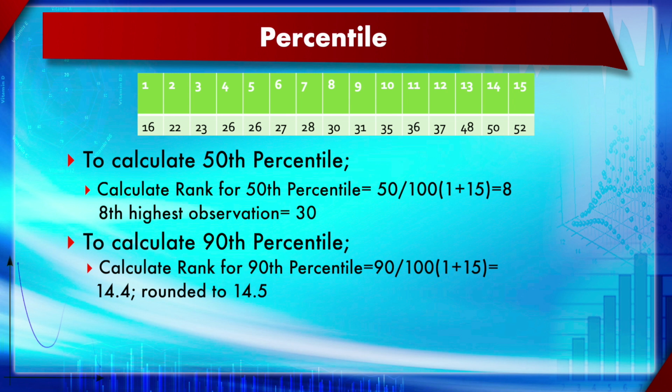So you are going to get 14.4. So you can round to 14.5, that is the nearest half rank. To calculate 14.5, you just have to calculate the 14th rank and the 15th rank. The average of it will be 14.5, the half rank. So you are going to get 51, as (50 + 52) / 2 is 51. So 51 is the 90th percentile of this data set.